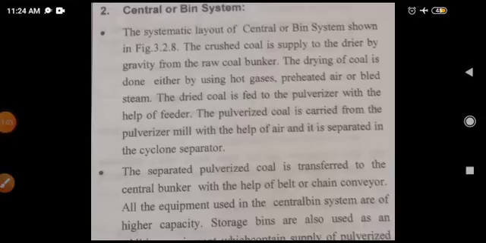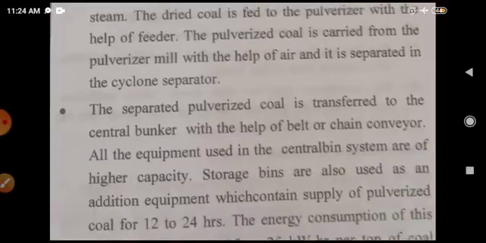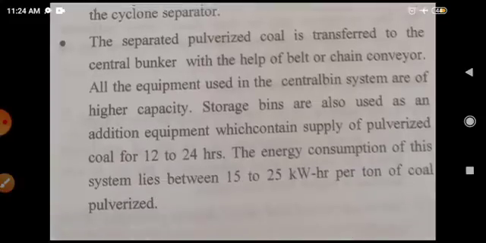This is the schematic layout of the central or bin system that we have just seen. The crushed coal is supplied to the dryer by gravity from the raw coal bunker. The drying of coal is done either by using hot gases, preheated air, or bled steam. The dried coal is fed to the pulverizer with the help of a feeder. The pulverized coal is carried from the pulverizer mill with the help of air, and it is separated in the cyclone separator. The separated pulverized coal is transferred to the central bunker with the help of a belt or chain conveyor.